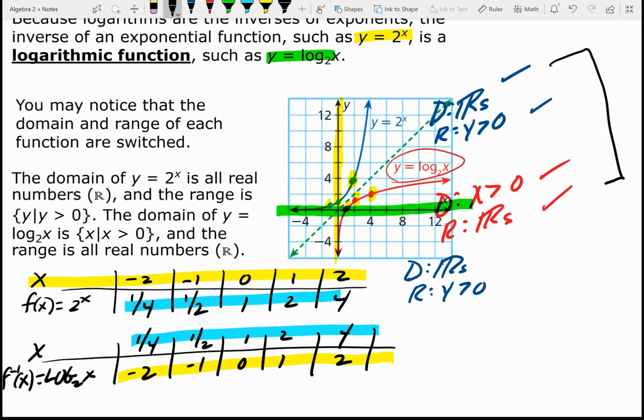Okay, but our domain now is x is greater than 0 for the inverse. It's not y is greater than 0. Even though we switch this, we have to switch the variable as well. Remember, we're switching the x and y's. Right, so you should be able to state the domain and range of an exponential function and its inverse.